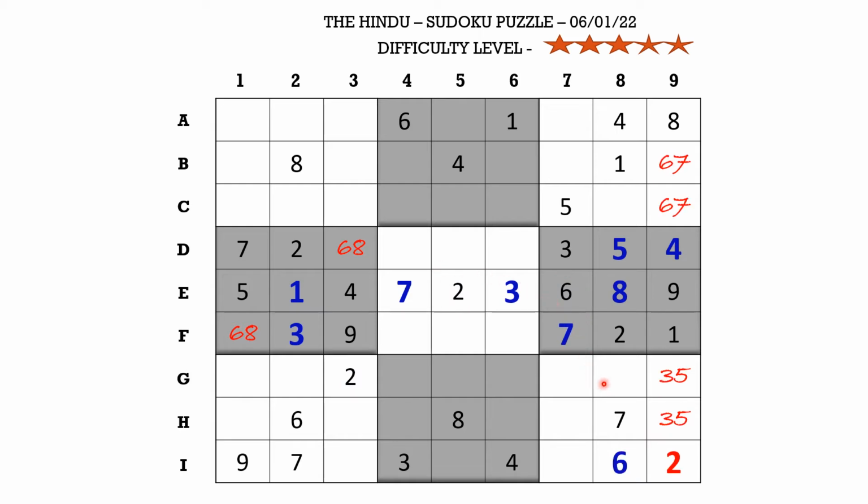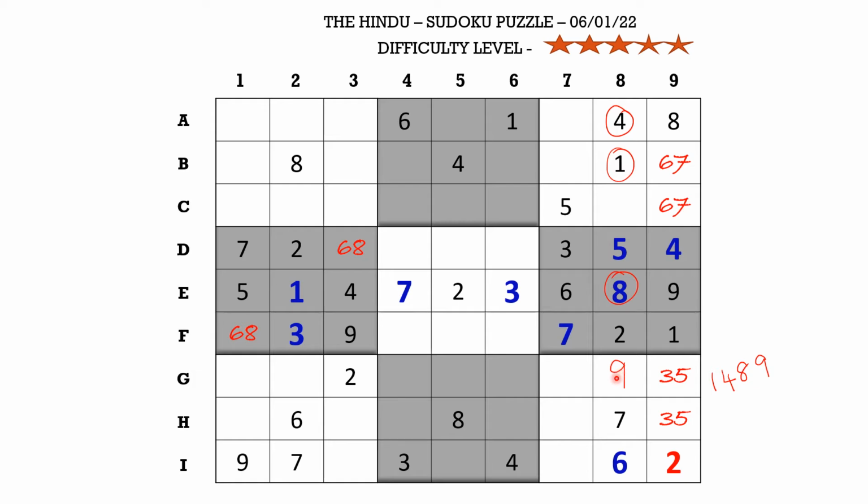Now in the 9th block, there are 4 empty cells and the missing numbers are 1, 4, 8 and 9. Take the cell G8. Here you have 8, you have 4, 1 and 8 blocking this cell. So this cell can take only 9.